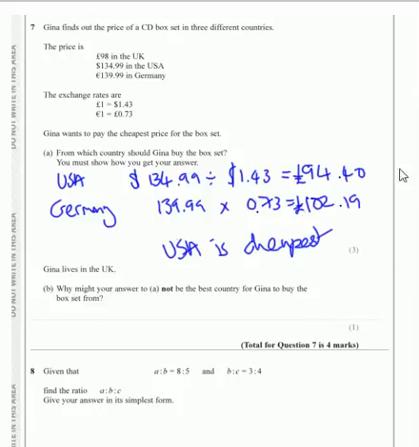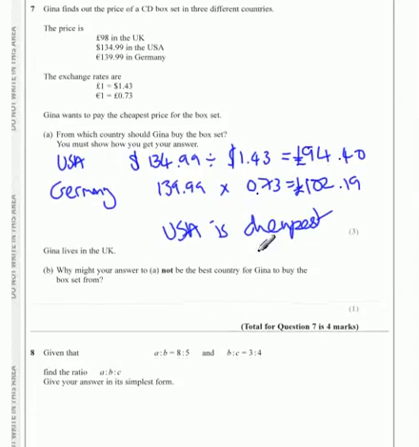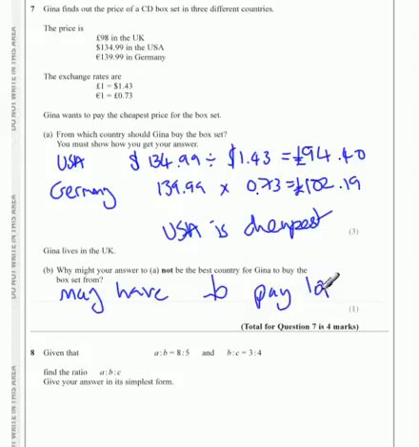Okay, Gina lives in the UK. Why might the USA not be the cheapest or the best country to buy from? Well, it's a long way to go. She's going to have to pay for delivery, import taxes, and things like that. So may have to pay lots for delivery.